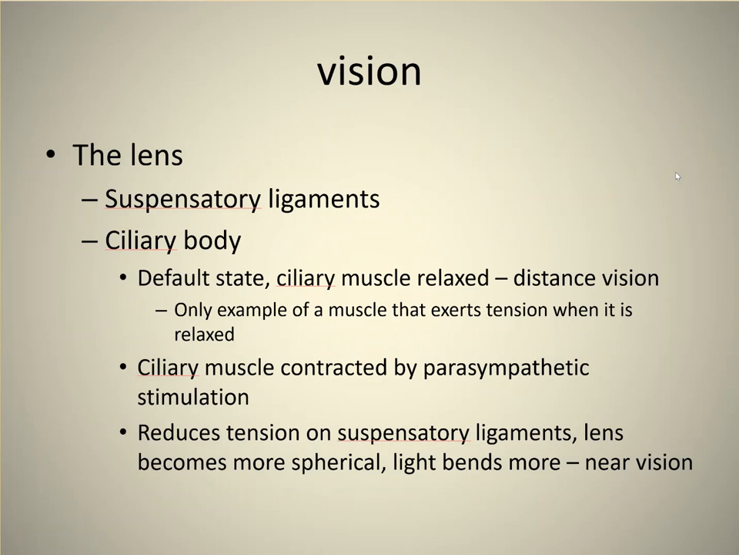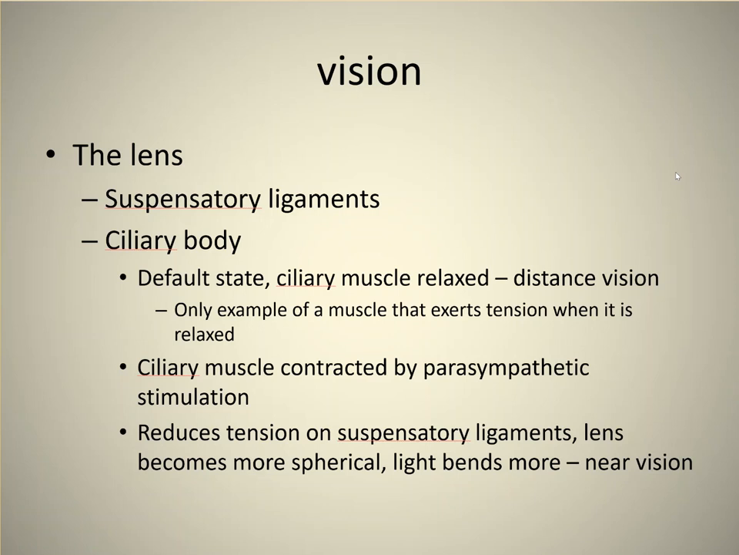Move to focusing now with the lens. Lens is held in place by suspensory ligaments. They're attached to the lens, and the other side is attached to the ciliary body. The default state is the ciliary muscle is relaxed, and that's when you're looking at a distance, right? And the ciliary muscle relaxes, it exerts tension on the suspensory ligaments and stretches the lens so it's thinner. This is, again, something bizarre when it comes to muscle. No muscle does this except for the ciliary muscle. It's the only example of a muscle that exerts tension when it is relaxed. And so this is one of the internal eye muscles that are not under your control.